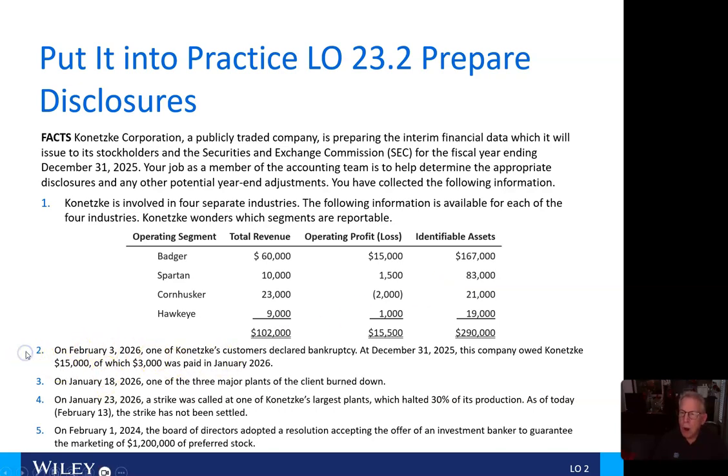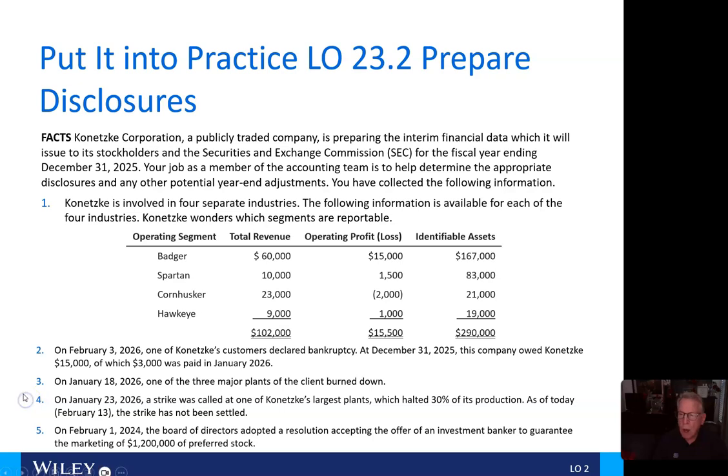Number 2, on February 3rd, 2026, one of Acctg's customers declared bankruptcy. At December 31, 2025, this company owed Acctg $15,000, of which $3,000 was paid in January 2026. Number 3, on January 18th, 2026, one of the major plants of the client burned down.